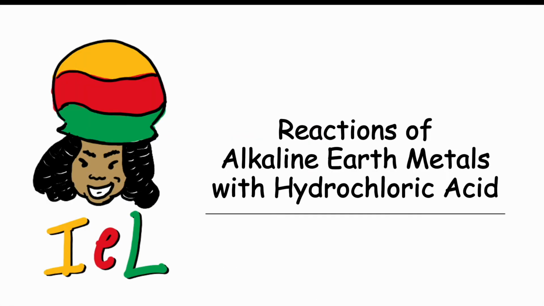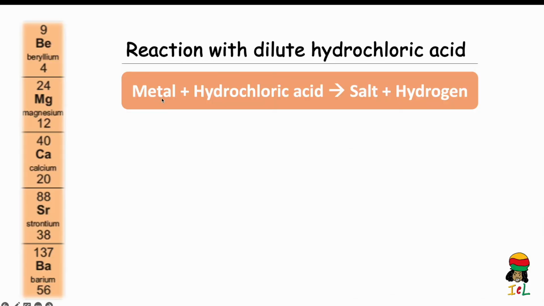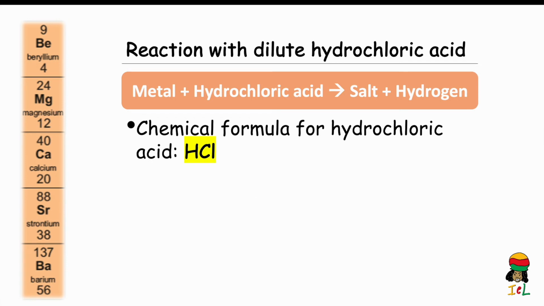We will now examine the reactions of the alkaline earth metals, namely magnesium, calcium, and barium, with hydrochloric acid. When a group 2 metal reacts with hydrochloric acid, the products formed are the corresponding salt and hydrogen gas. Note that the chemical formula for hydrochloric acid is HCl. Hydrochloric acid forms salts which are called chlorides.